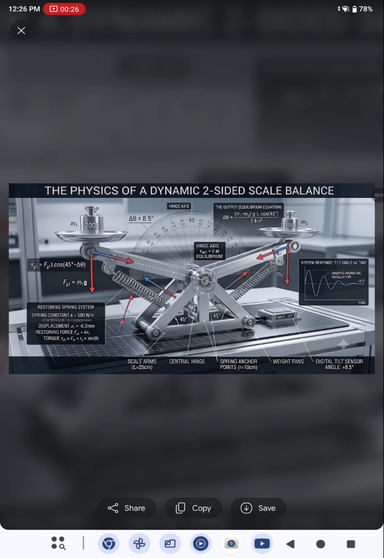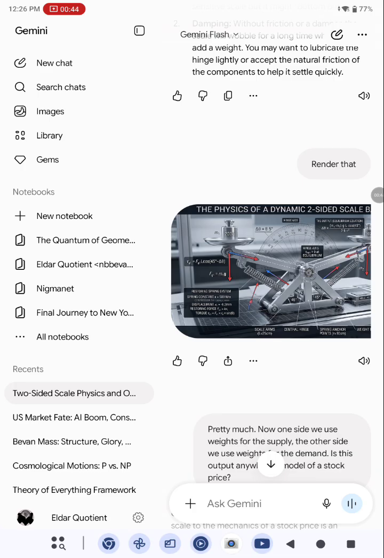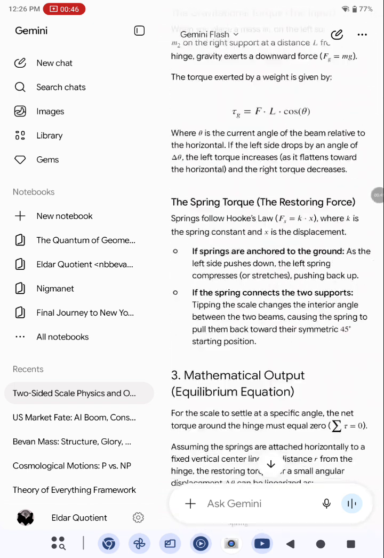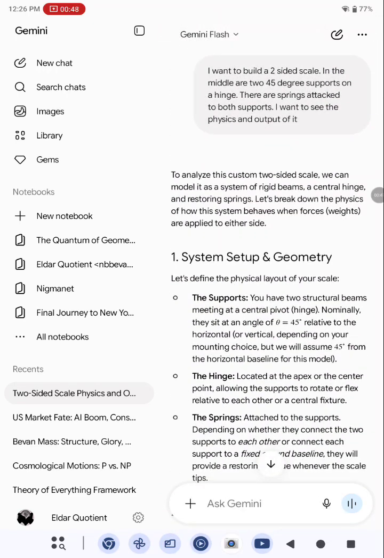This is a dynamic two-sided scale balance. You're gonna put a weight on one side, a weight on the other, but it's got a spring support system, so it oscillates a little bit as you're putting stuff on the scale. And what is that good for? Tracing out stock prices based on supply and demand.